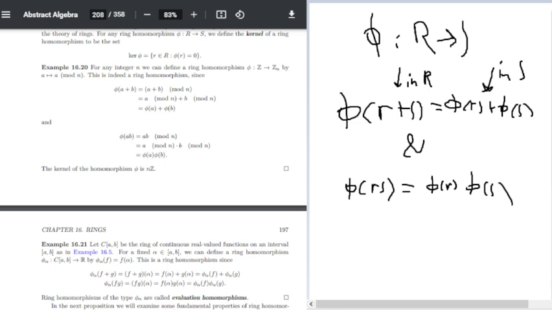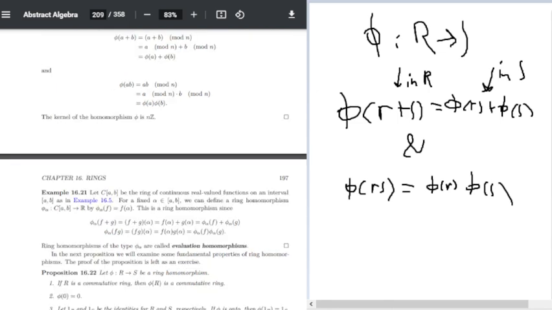So this is a mod n plus b mod n. This should all be mod n here. And φ(ab) is equal to ab mod n, which is equal to a mod n times b mod n, which equals φ(a)φ(b). The kernel of the homomorphism is nZ, which, as you might have noticed earlier, is also a subring.